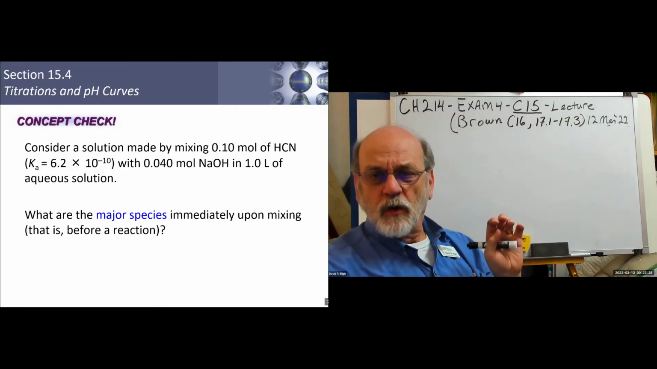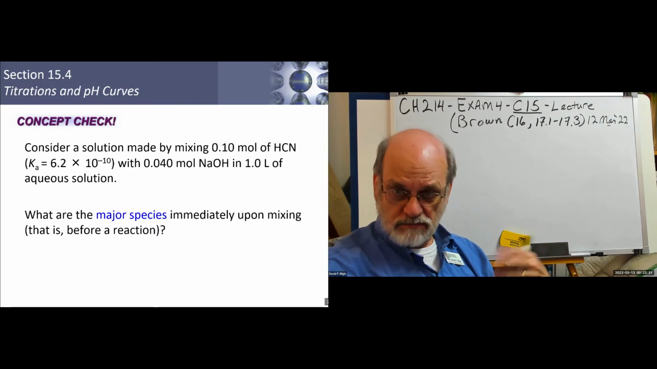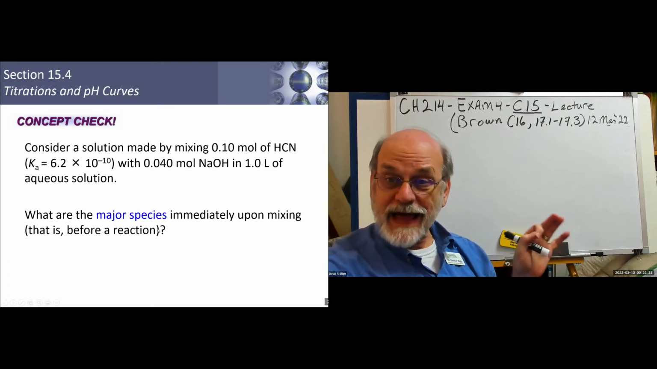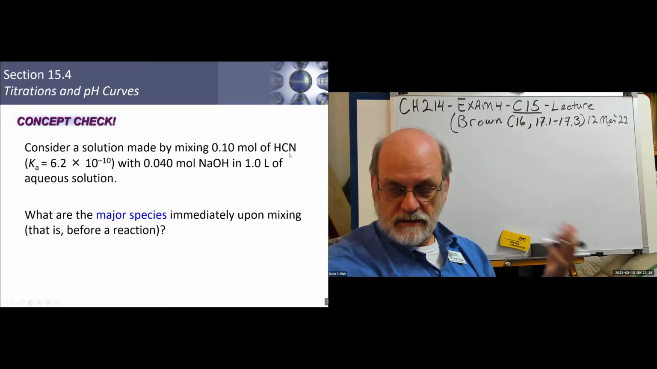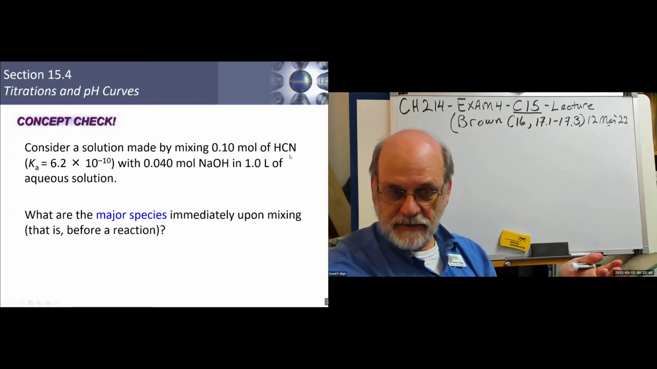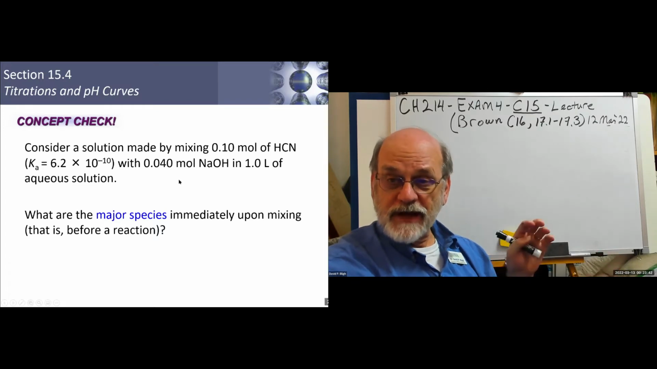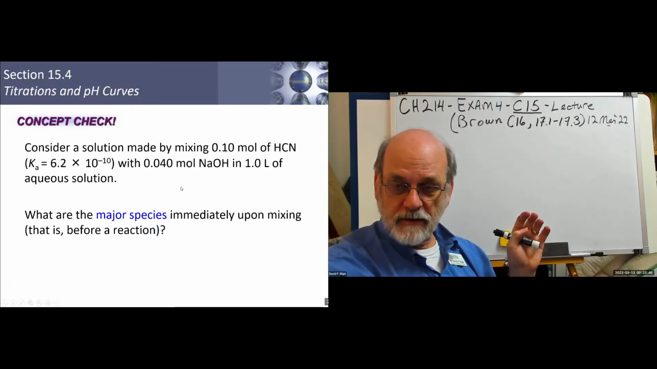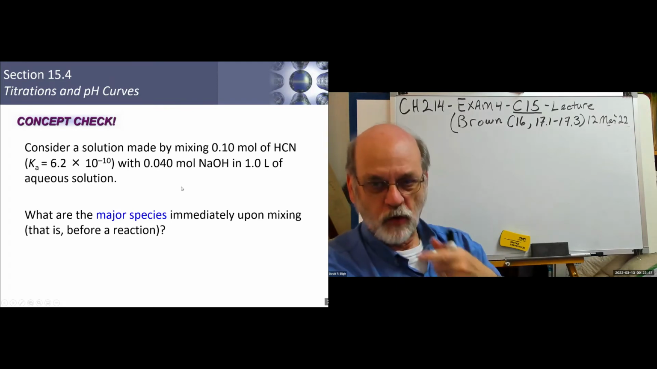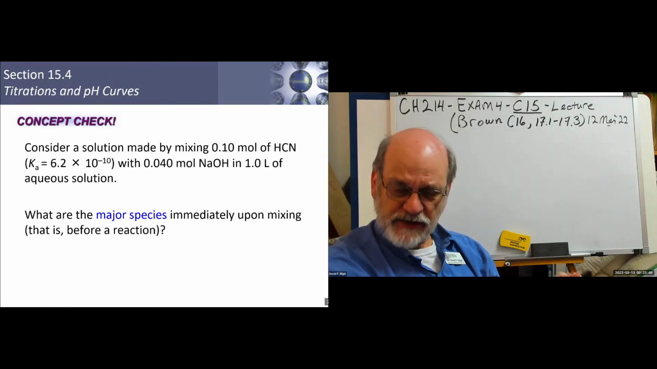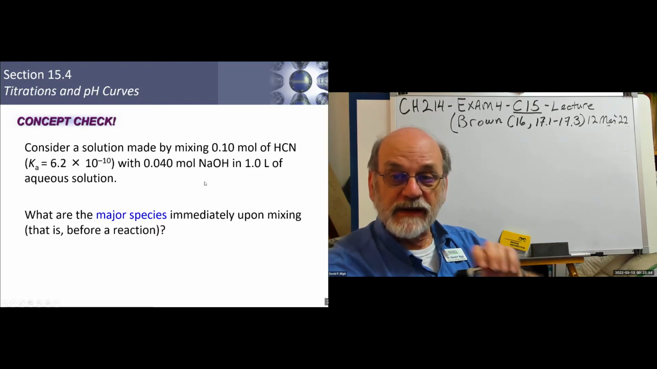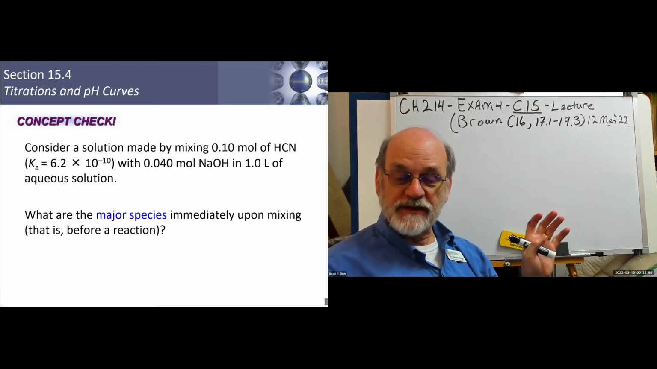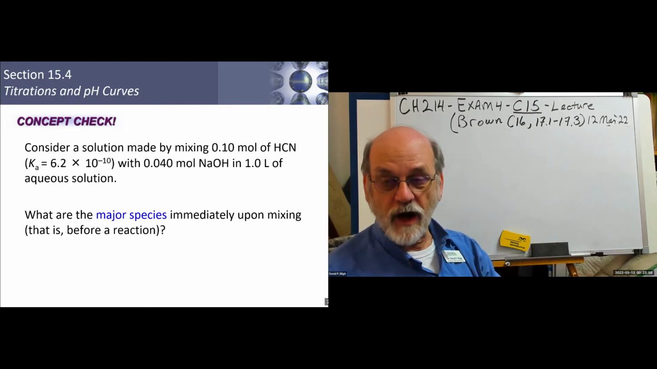So first of all, what are the major species when you mix this up? Well, it's a weak acid, right? So the major species for the acid are going to be hydrogen cyanide, HCN, and water, of course. And then we've added sodium hydroxide. It completely dissociates. So the major species at the beginning are sodium ions and hydroxide ions, right? Those are the major species.